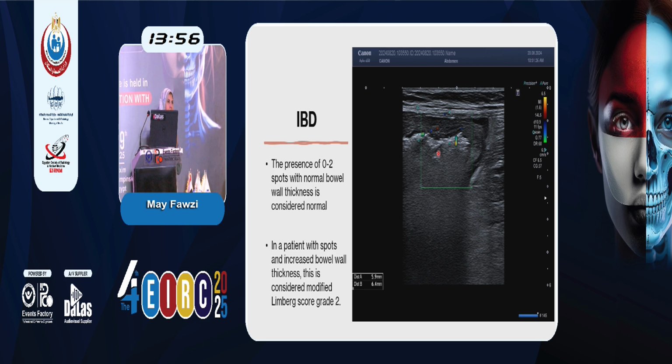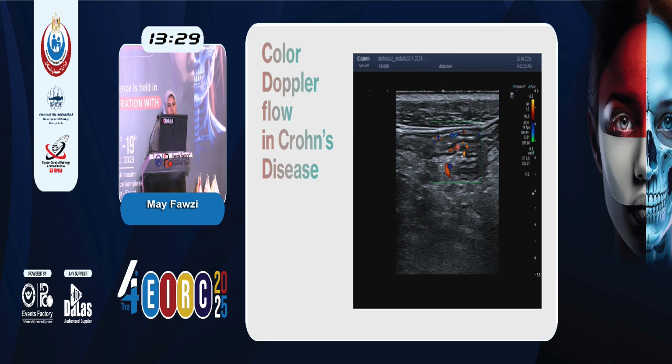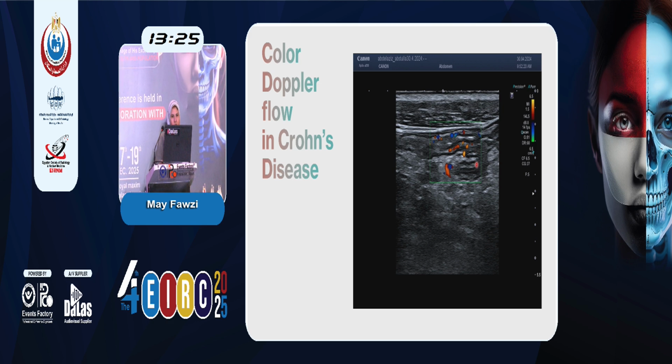Color Doppler signals in a very low flow situation would be only 0 to 2 spots. If I can see more than that, then I am in front of an inflamed bowel. As with this patient here, this is a segment of the small bowel, and as you can see, there are many spots and segments leading to a diagnosis of grade 2 color Doppler flow.